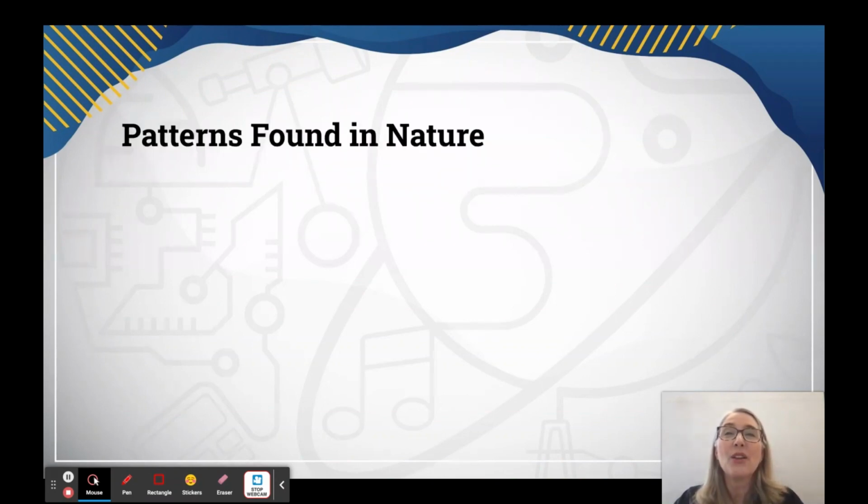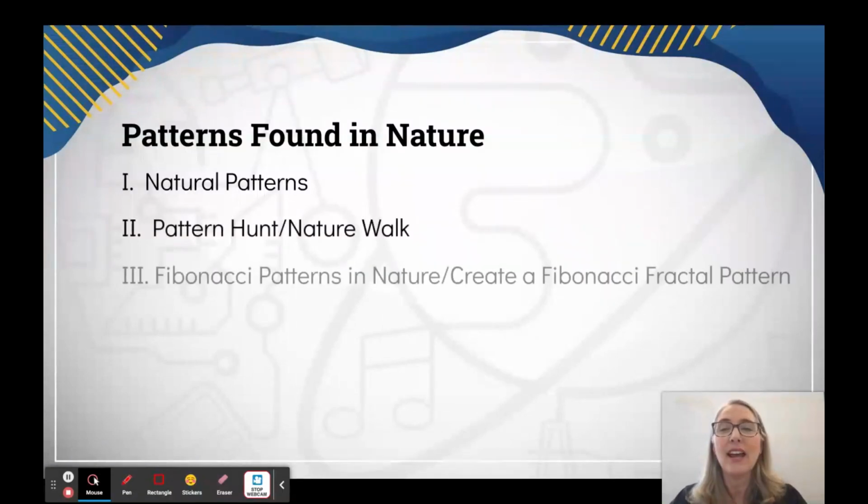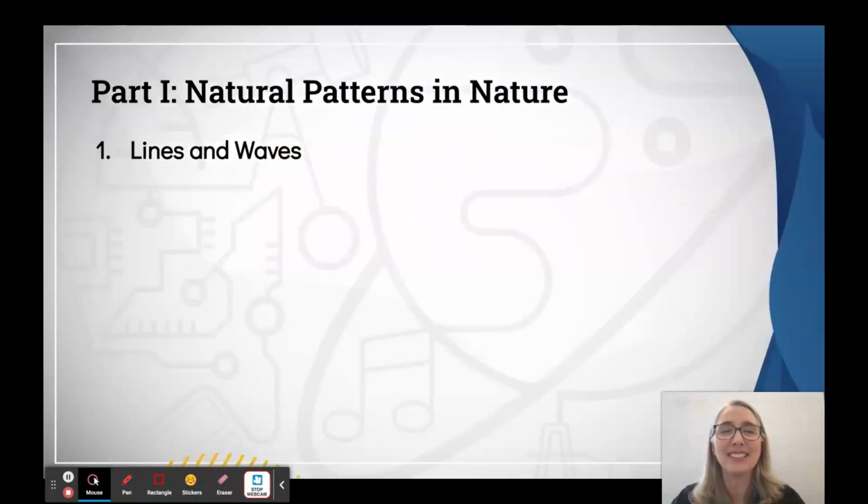There are going to be three parts to our day today. So first, we're going to take a look at the patterns that often occur in nature. And next, we'll head outside to see what kind of patterns we can find. And finally, we're going to use some of these patterns that are found in math and art and create our own Fibonacci fractal pattern based on nature. Okay, sounds great. Let's get started.